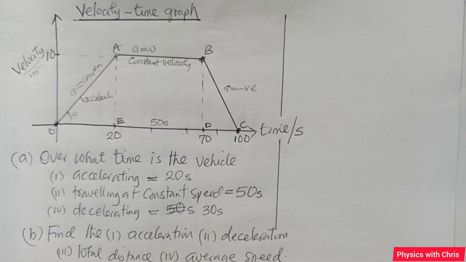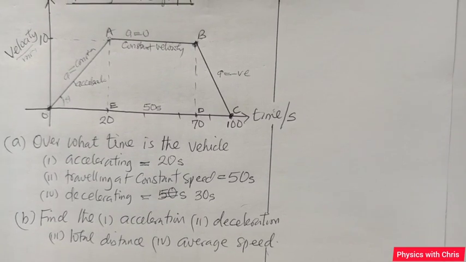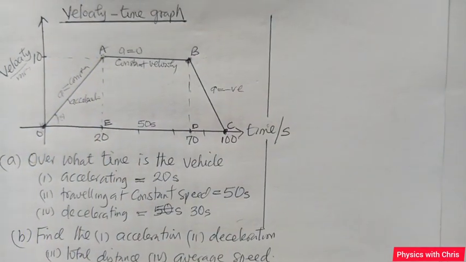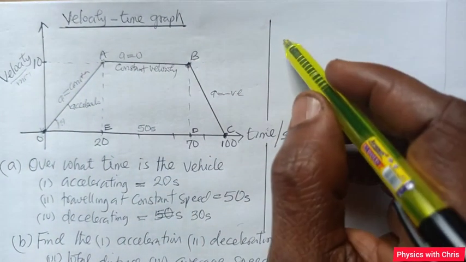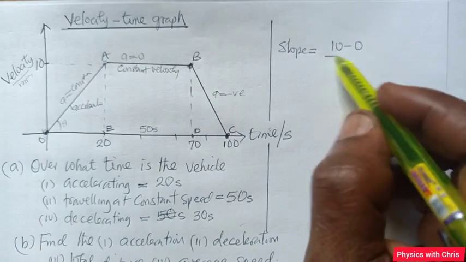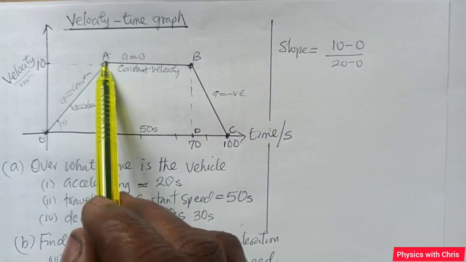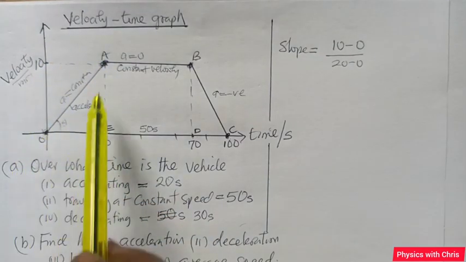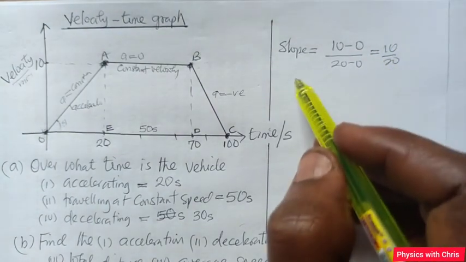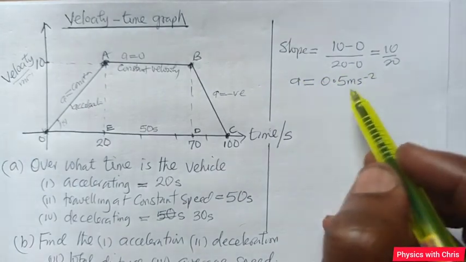Okay, now we have to calculate the acceleration. The B part says find the acceleration of this body. And the acceleration is calculated in the part OA of the graph. We find it by the slope of the graph, which is change in velocity, 10 minus 0 over 20 minus 0. That is, V2 is 10 minus V1, which is 0, over 20 minus 0. That gives me 10 over 20, which is 0.5. So my slope is acceleration. My acceleration is 0.5 meter per second squared.